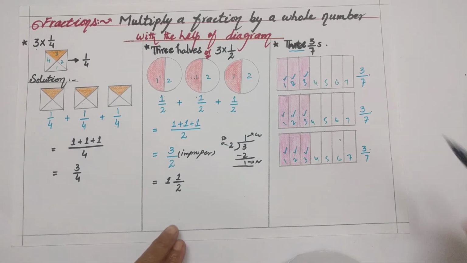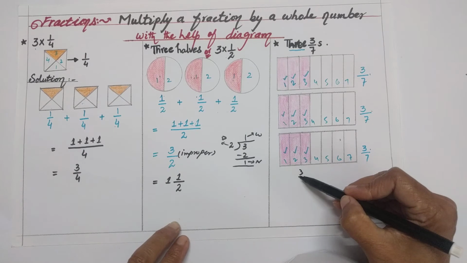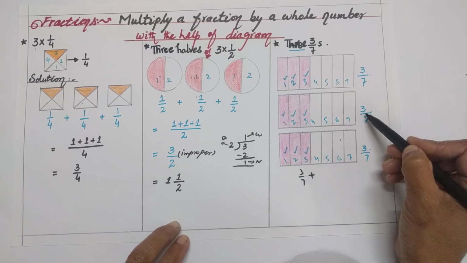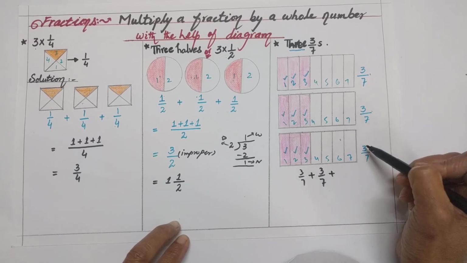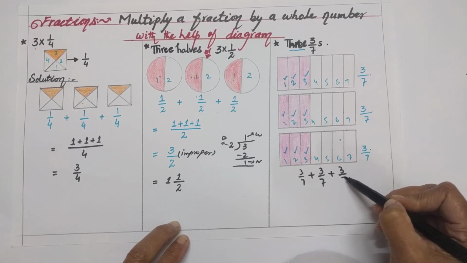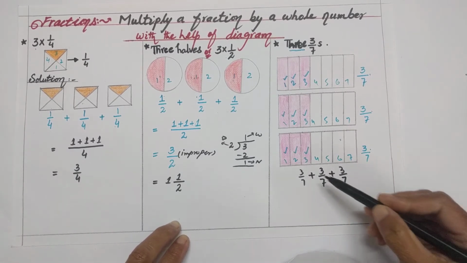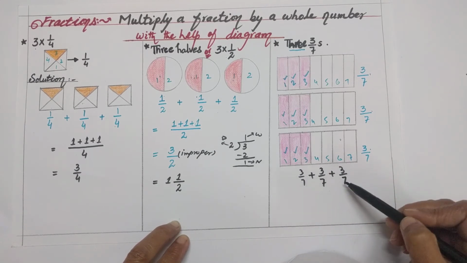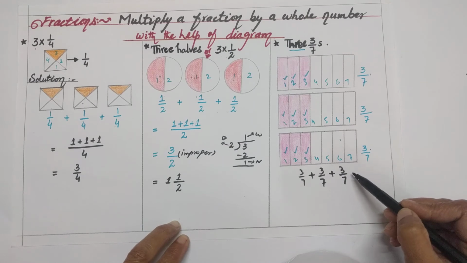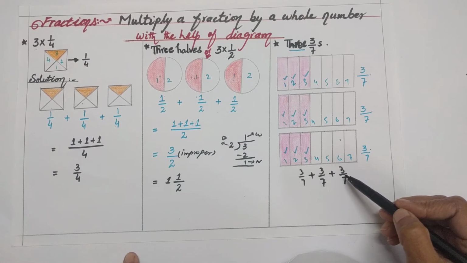What is our first fraction? 3 by 7. What is our second fraction? 3 by 7. What is our third fraction? 3 by 7. Add the numerators. Why? Because our denominators are like denominators, that's why we can add the numerators directly.